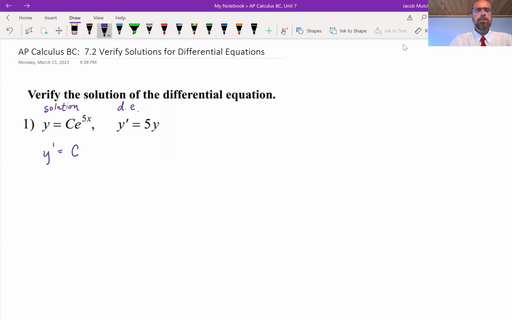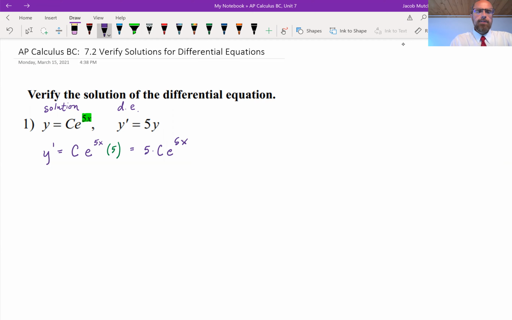I'll leave that constant coefficient in place. And then the derivative of e to the power of 5x is going to be e to the power of 5x. But because I've got a composed function in the power, I need to take the derivative of that g of x. The derivative of 5x is 5. So overall, the derivative of y is going to be 5 times c e to the power of 5x.